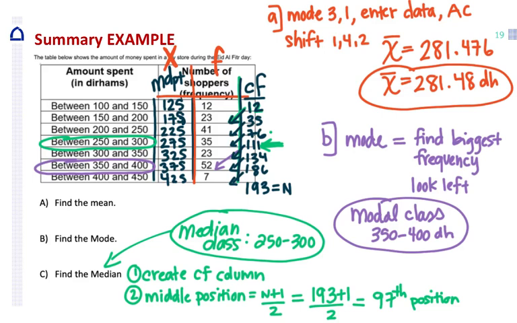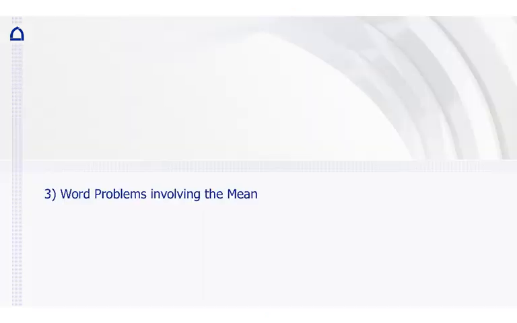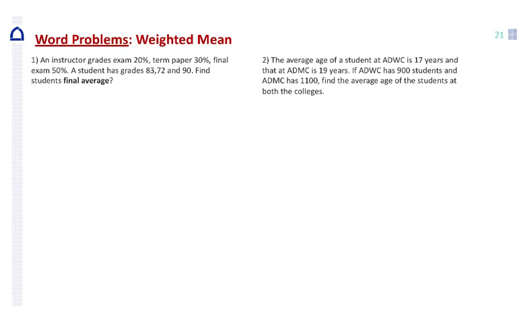Okay, that's a summary of all of the measures of center from a frequency distribution. Lastly, we are going to do some word problems involving the mean. And I cut them into 3 main types. So here's the first type. The first type of word problem has to do with weighted mean.